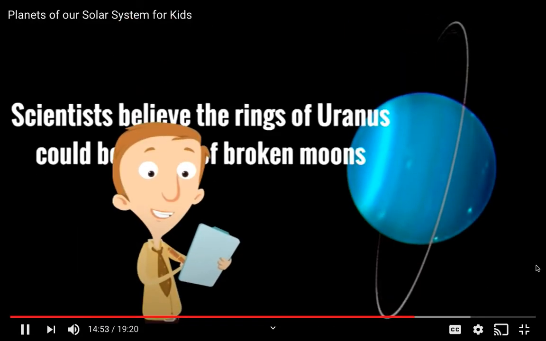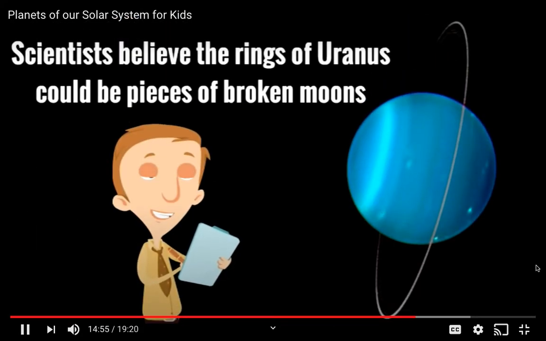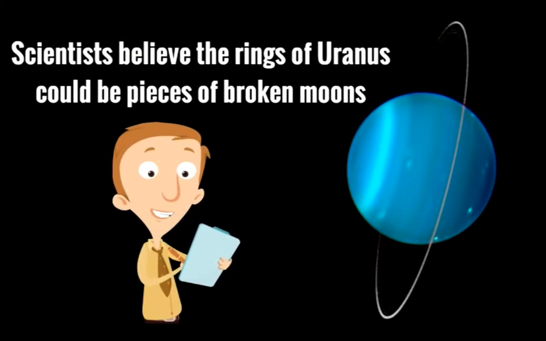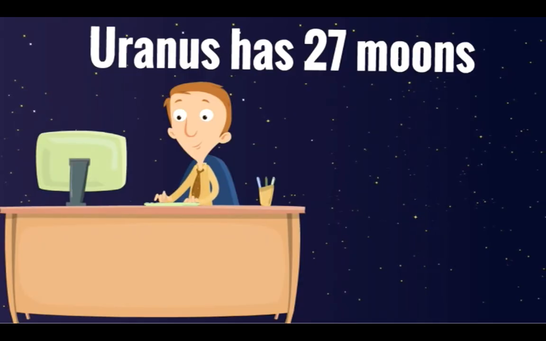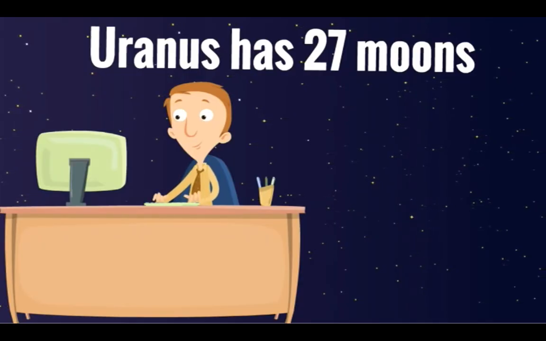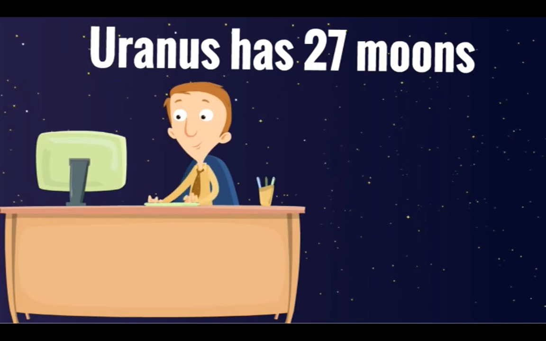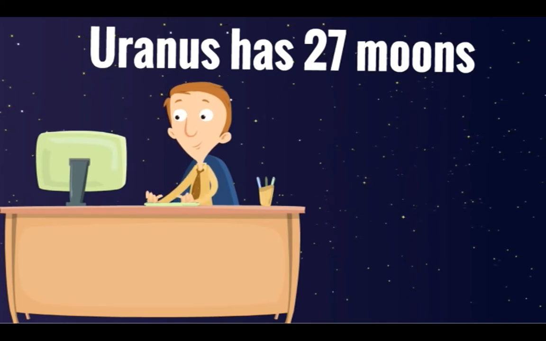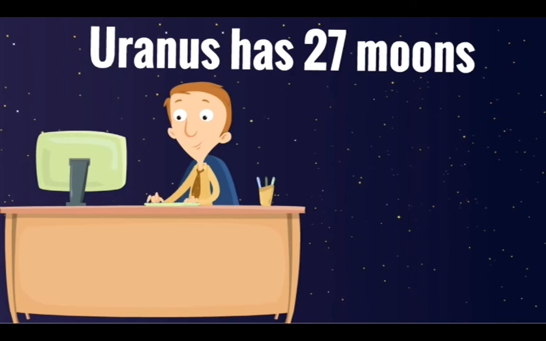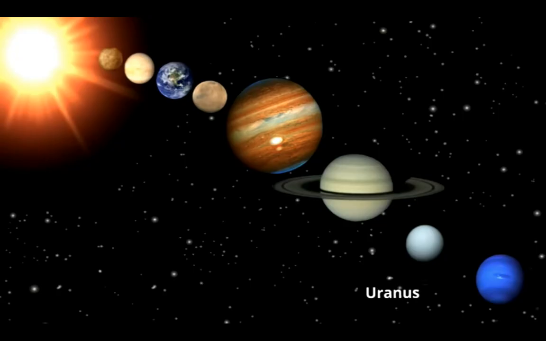Scientists believe the rings of Uranus could be pieces of broken moons. We don't know for sure, but that's really fascinating if that's the case. Speaking of moons, Uranus has 27 moons. 27 moons! I mean, we just have one, 27. Uranus is the seventh planet from the sun and is in between Saturn and Neptune.